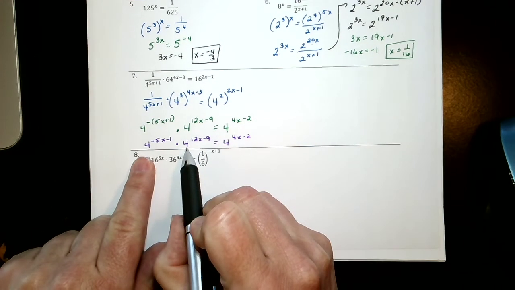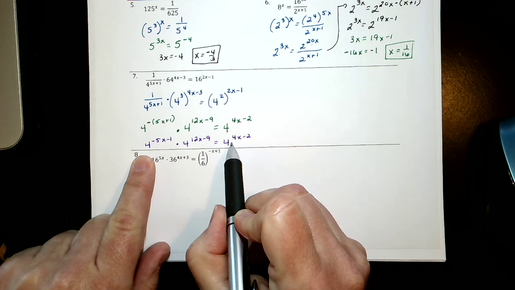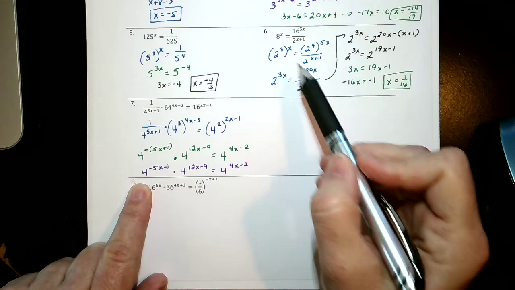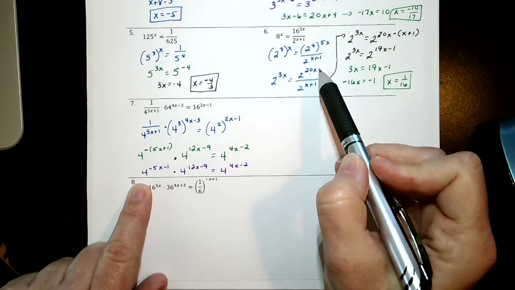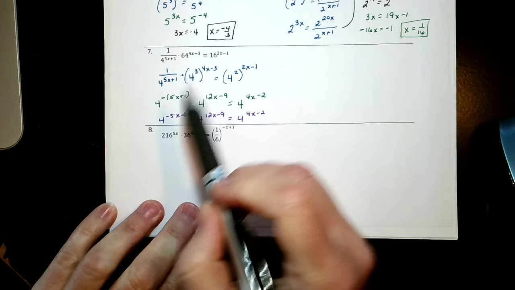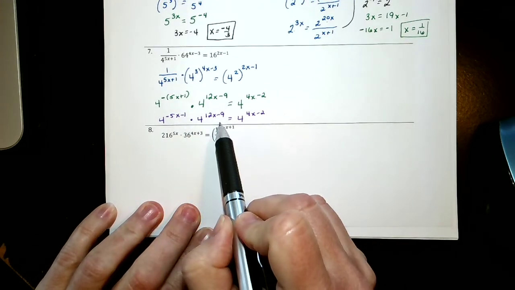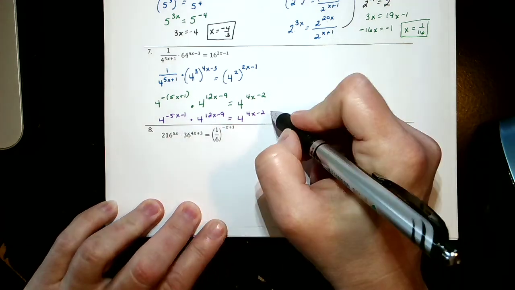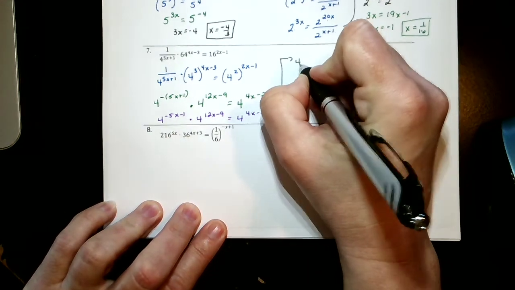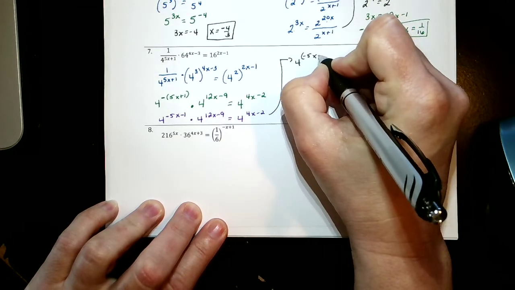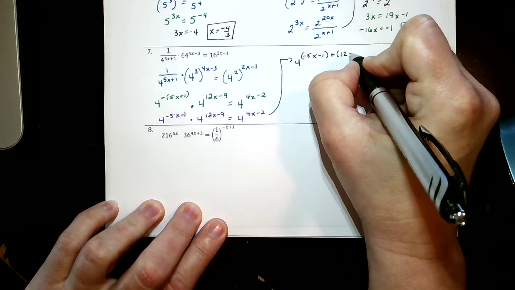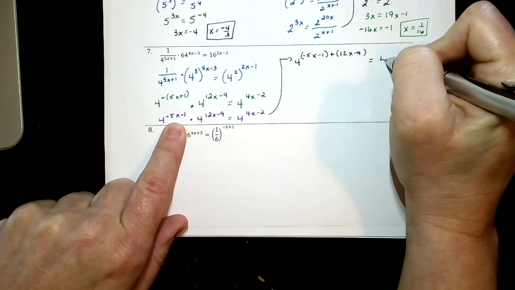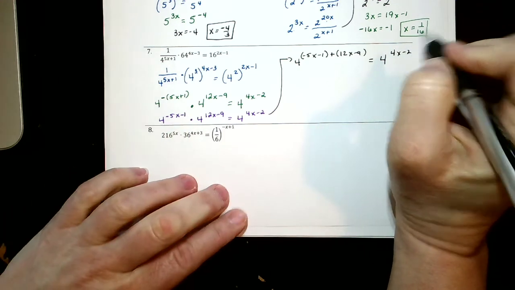Okay, so we have a little bit of an issue. I have 2 bases on the left side of this problem and 1 on the right. Kind of like what we had up here in this problem. I had 2 bases on the right and only 1 on the left. Here I used my division property and I subtracted my exponents. What do you think we're going to do with these 2? Well, if you said that since it's multiplication we're going to add these exponents, you would be correct. So I get 4 to the negative 5x minus 1 plus 12x minus 9. All I did was add these 2 exponents equals 4 to the 4x minus 2.